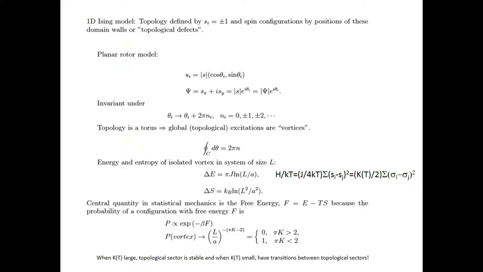And this, the probability of a vortex, is clearly 0 at low temperatures, because remember, K contains a 1 over temperature. So when temperature is low enough, this K becomes large. And so when this pi K is greater than 2, this probability goes to 0, i.e. no vortex. And at higher temperatures, where pi K is less than 2, the probability of a vortex becomes essentially 1. I haven't normalized this thing.